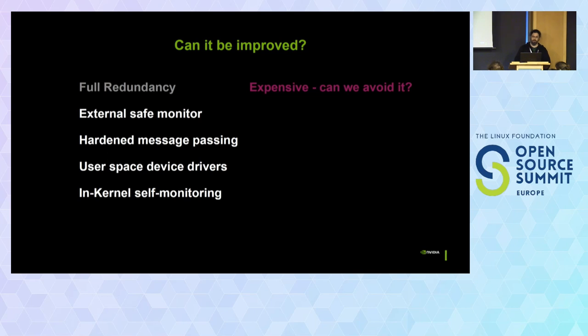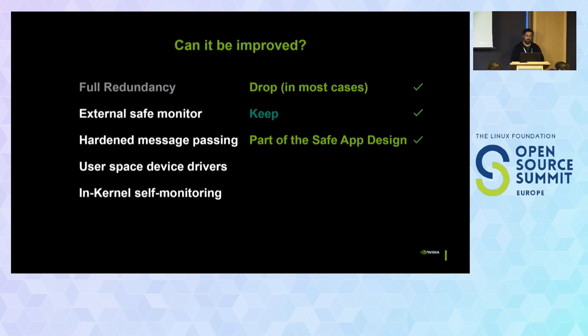What I'm thinking is mostly, well, let's drop the full redundancy, at least in most cases. I will come back later to this and why I think it can be done. The safe monitor, I don't think we can do without, but it's okay. The message passing is also part of the design, and I think it's an acceptable requirement for the applications. For the user space device drivers, well, let's try not to use them, or at least to have a very good justification for that. In-kernel safe monitoring, well, it's useful, certainly. Maybe we can focus on trying to identify which cases we want to support.